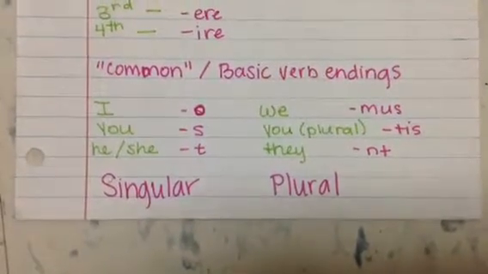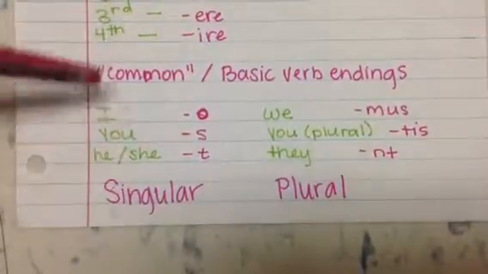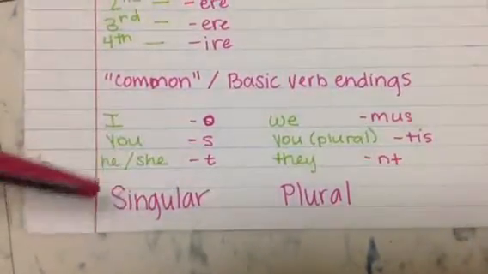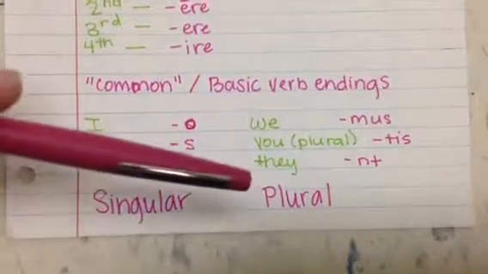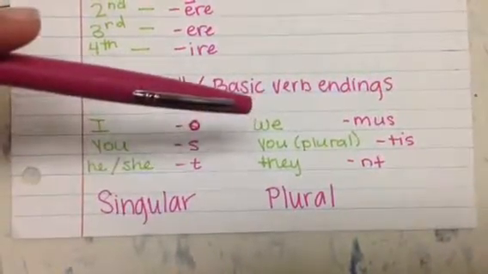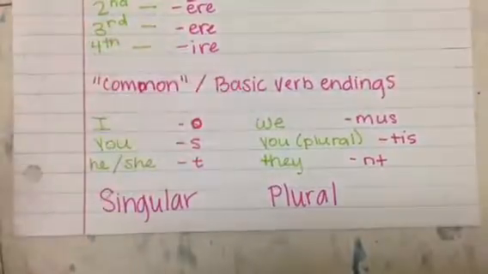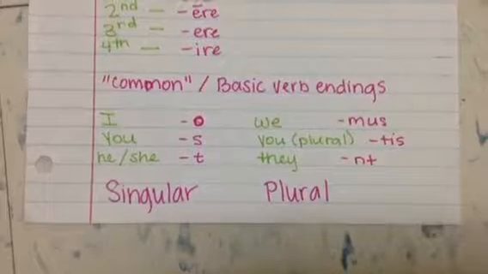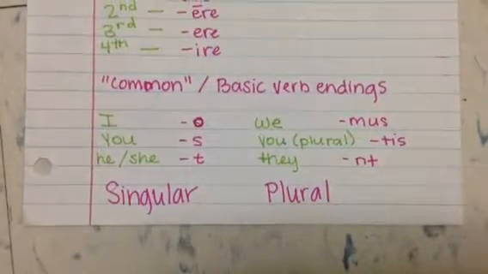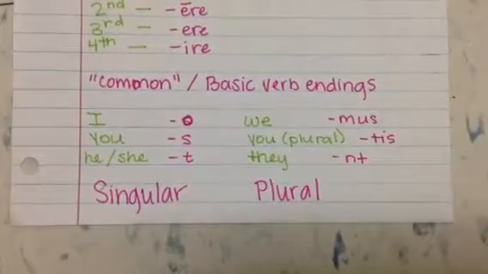And so on the left, we have all of the singular pronouns. This is going to be one person or thing. And then on the right, we have the plural pronouns. So these are going to be groups of things. And so from here on out, you're going to change these endings up a little bit depending on the tense and the voice.